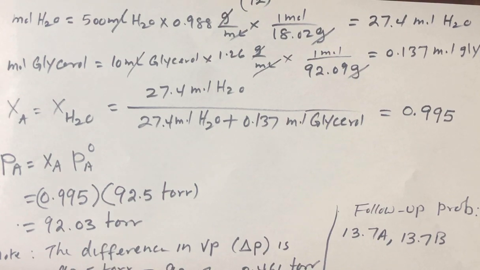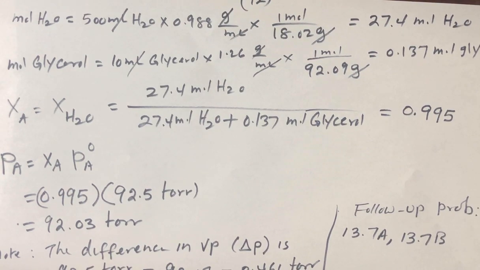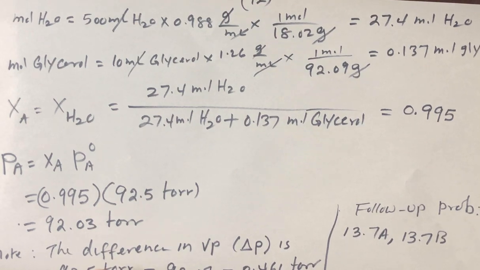And the difference now is that the pure water, before we added the glycerol, had a vapor pressure of 92.5, and then when you add the glycerol, it becomes 92.03. So the difference between that and the solution is 0.461 torr. As you can see, this is also referred to in your textbook as the delta P, but you don't have to worry about that part. We can just call it difference in vapor pressure. The follow-up problems are given.